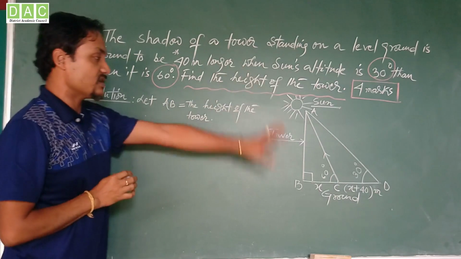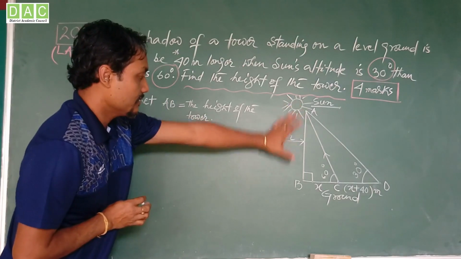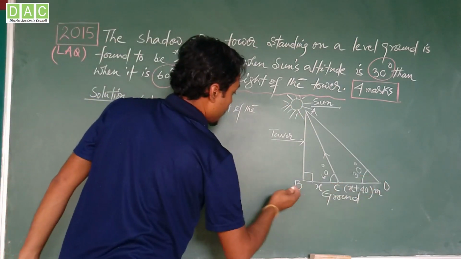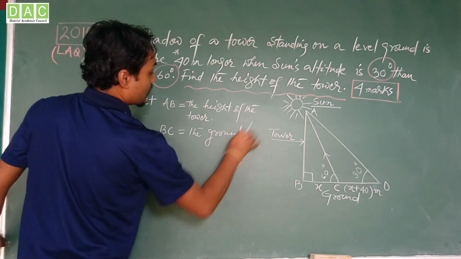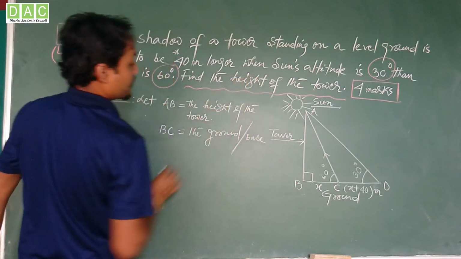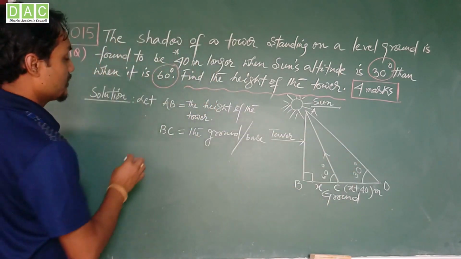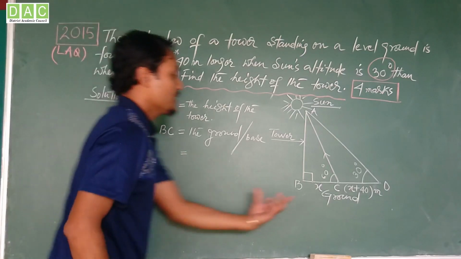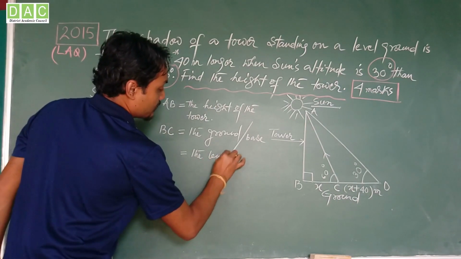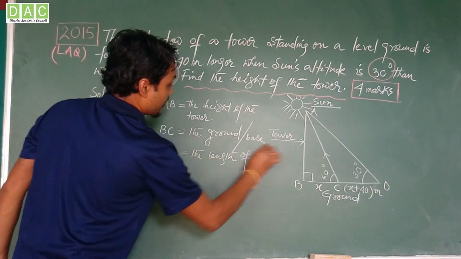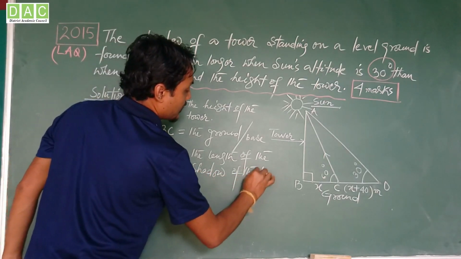It is not necessary to write each and everything, but at least the things which are necessary, we have to say: this is the height of the tower, and this whole part is the ground. That is BD, ground or the base. You can write ground or base. BC is the shadow of the tower; one can write the length of the shadow of the tower.